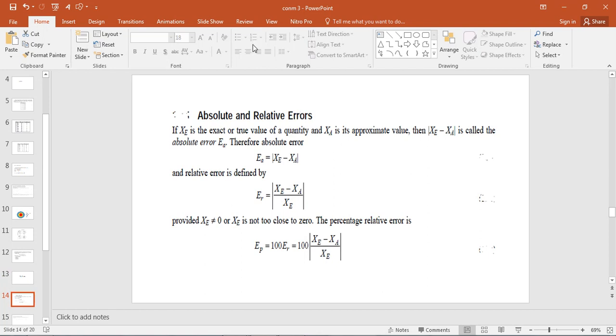So that's absolute error and relative error. I believe you have already seen. If x is the exact value and x' is the approximate value, then what is absolute error? Obviously, exact value minus approximated value, and relative error is exact value minus approximate value by the exact value. That's the percentage.